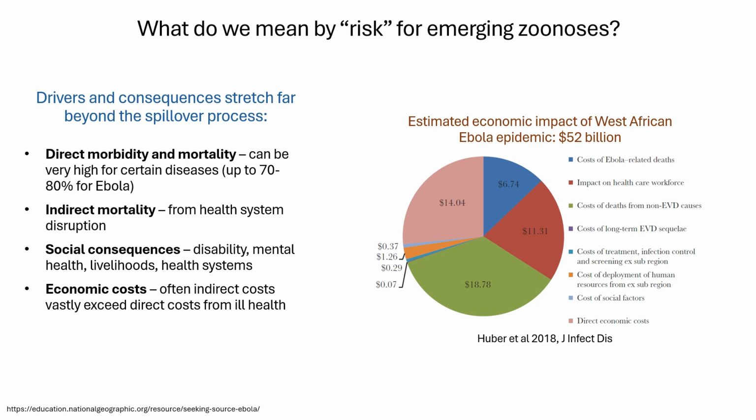So this pie chart here is an estimate of the economic impact of the Ebola epidemic in West Africa. And I think the thing that's really interesting here is that the cost of Ebola-related deaths and direct economic costs, so the pink and blue there, make up around a third of the total cost. But a very large proportion of the cost was actually from impacts on the healthcare workforce, and also the cost of deaths from non-Ebola causes, which was caused by people not being able to access routine healthcare because of disruption to health systems. So the risks extend much further than just that point of spillover.